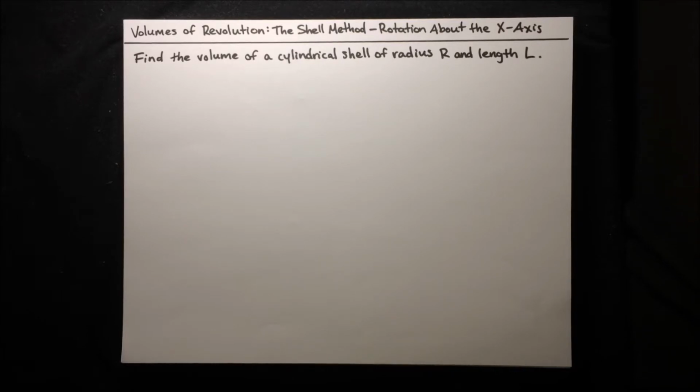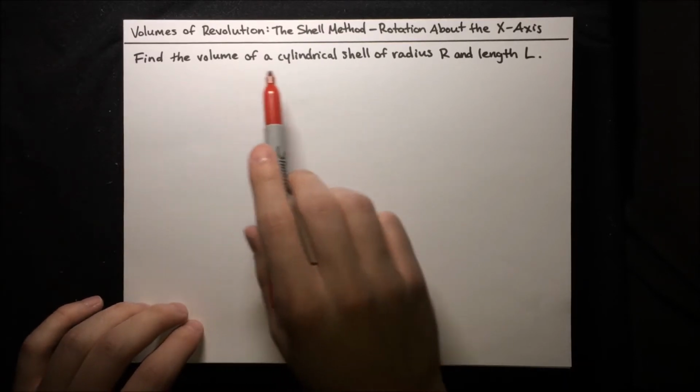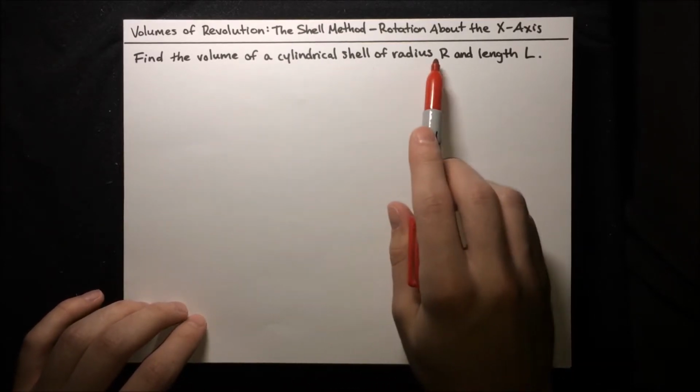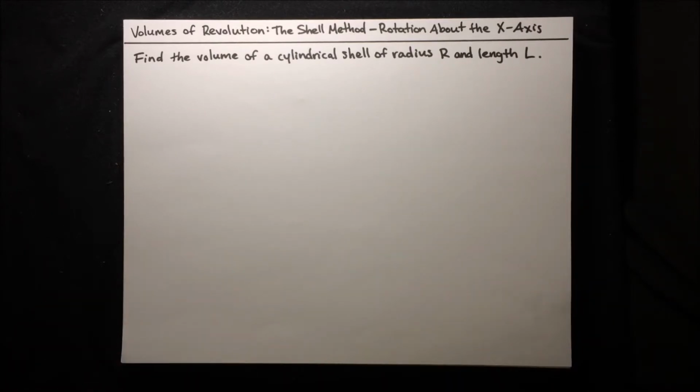So before we get into shell method problems, we're going to start out by finding the volume of a single cylindrical shell of radius r and length l. The result we find here will give us a good starting point when it's time to actually apply the shell method. Okay, so a cylindrical shell.